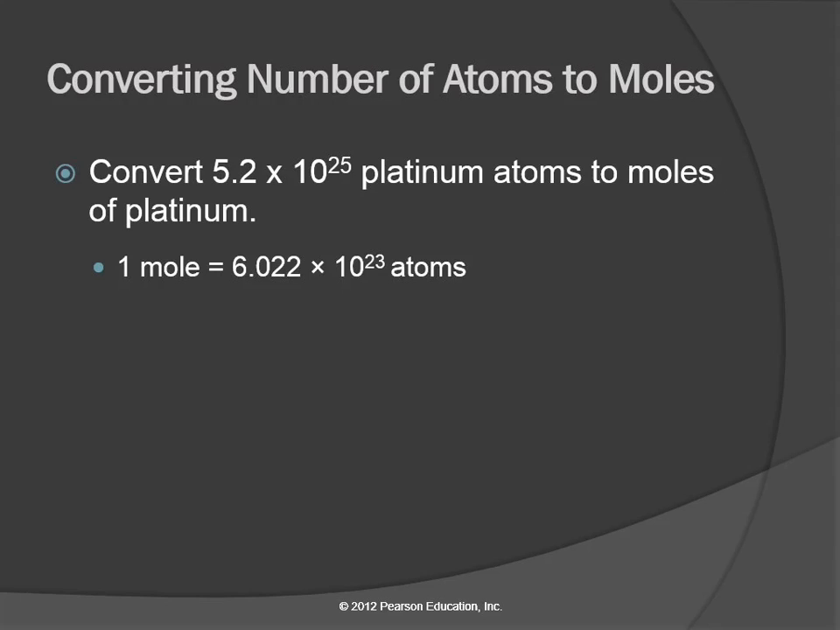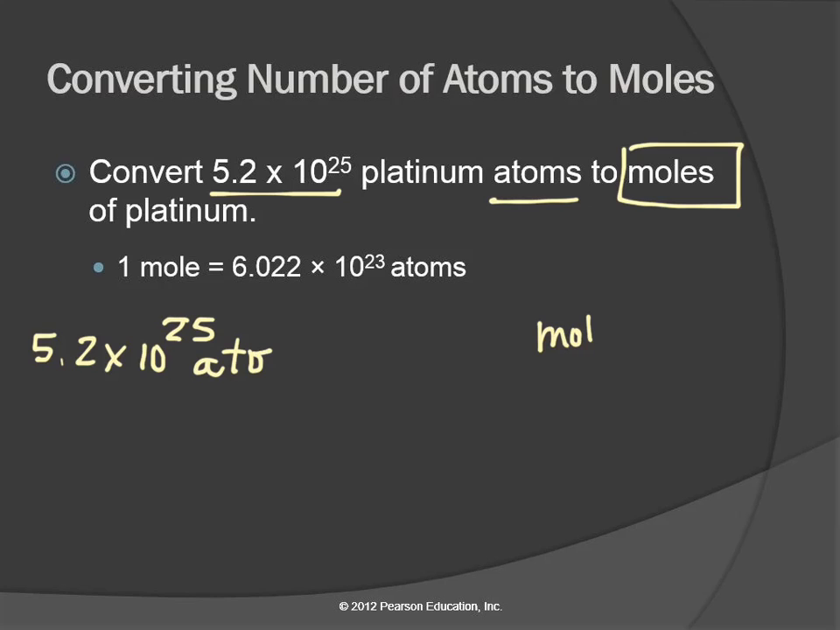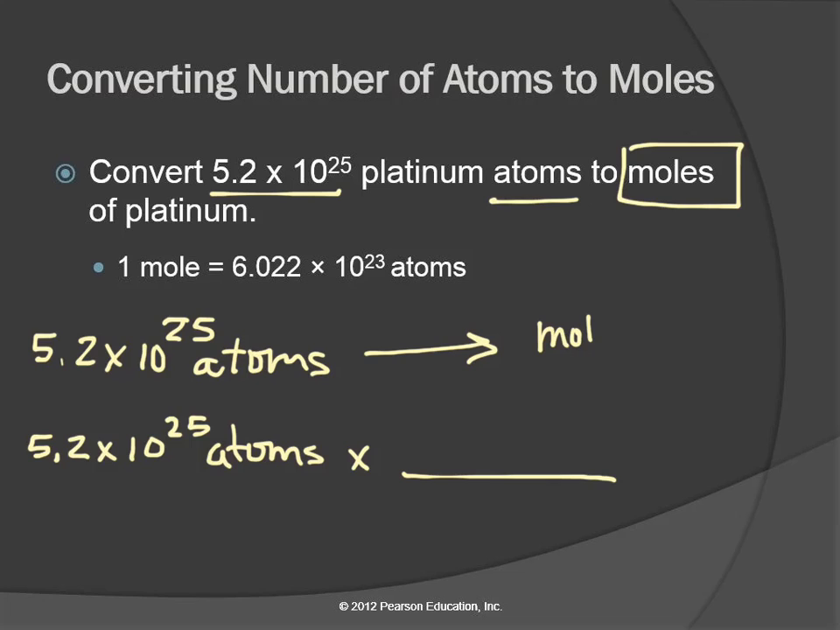Let's do it the other way around. Here we've got 5.2 times 10 to the 25th platinum atoms, and we want to know how many moles. So this number of atoms, and we're supposed to convert to moles. This is what we're trying to find. And what we're starting with is this big number of atoms. We can go directly from atoms to moles. So 5.2 times 10 to the 25th atoms. We're going to have one conversion factor. We want to find moles, so that's going to go on the top, and we're going to put atoms on the bottom because we want that unit to go away. 1 mole, 6.022 times 10 to the 23rd.